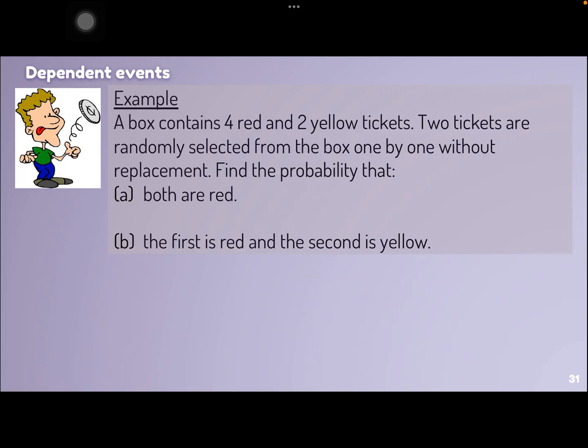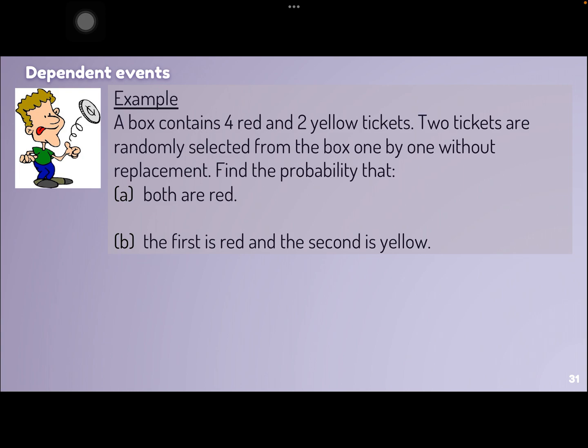Let's see an example for dependent events. A box contains 4 red and 2 yellow tickets. 2 tickets are randomly selected from the box one by one without replacement. Find the probability that both are red, or the first is red and the second is yellow.